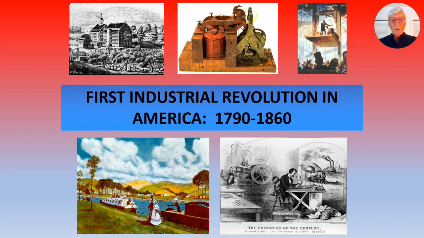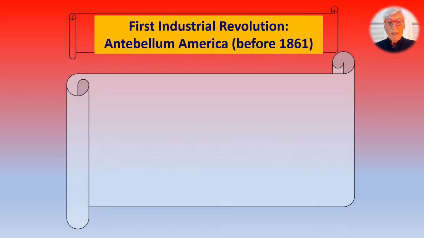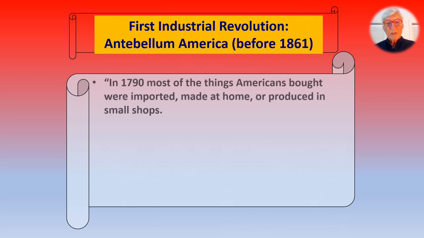Well, for this adventure in history, we're going to go back to the very beginning of the things that make a huge difference in our lives. We're going to take a look at the first industrial revolution in America, which ran roughly from 1790 to the eve of the Civil War in 1860. This is an antebellum period, ante meaning before and bellum meaning war, before 1861.